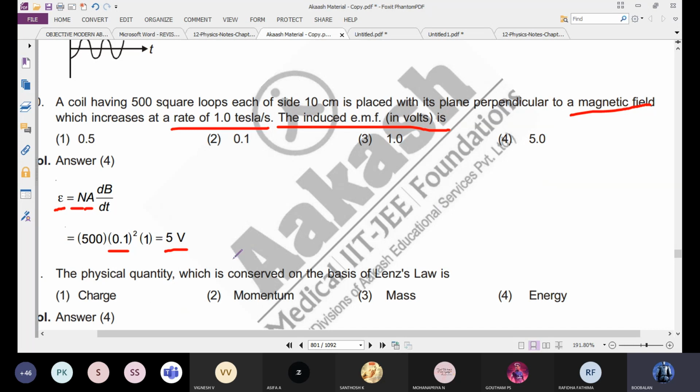The next one: the physical quantity which is conserved based on Lenz's law. It is the law of conservation of energy. It is energy, not charge, not momentum and not mass. It is the law of conservation of energy.